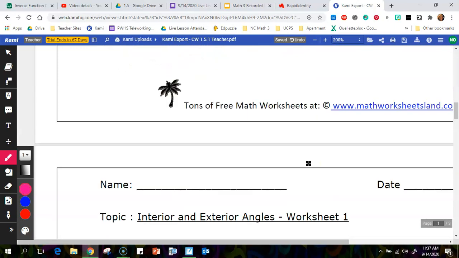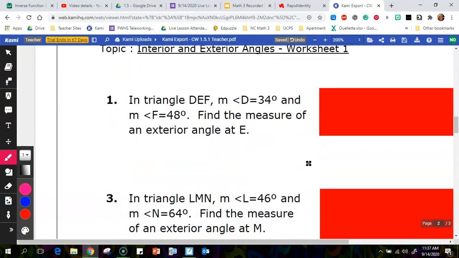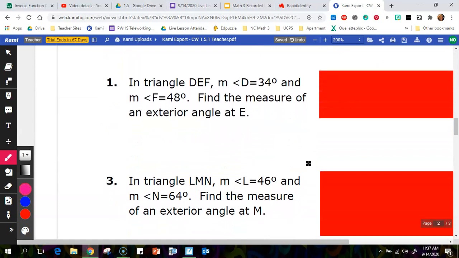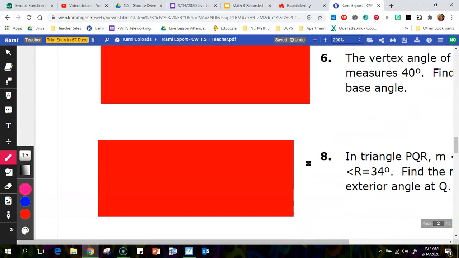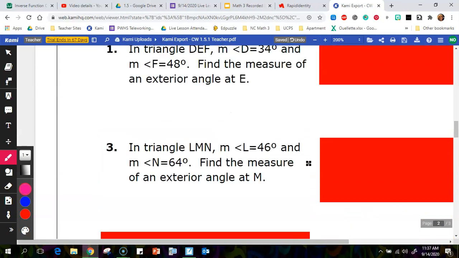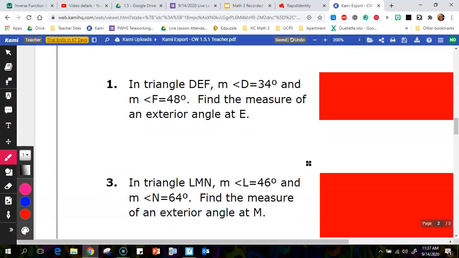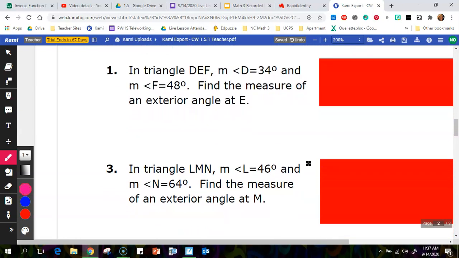Let's move down to the next worksheet. Let's look at interior and exterior angles. I don't think any of these has a figure drawn for you, so we'll have to draw a figure for each one that we're going to do, or at least I like to do that. Okay, triangle DEF. Let's just make a little sketch here. DEF.